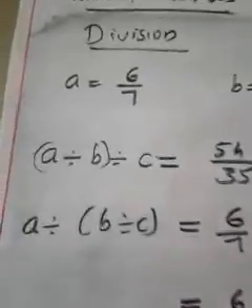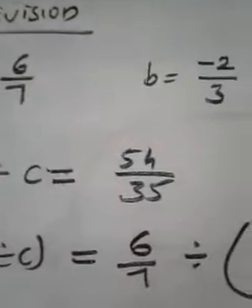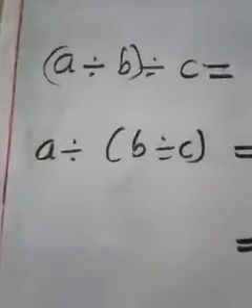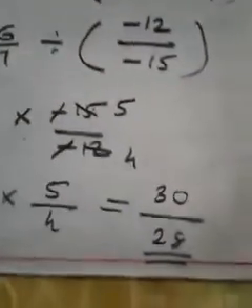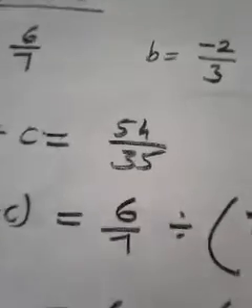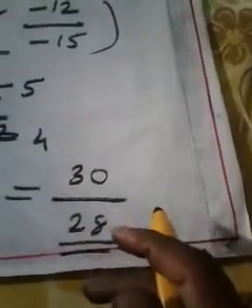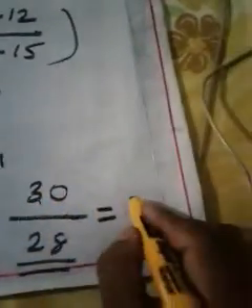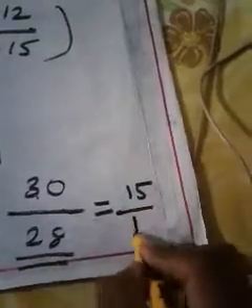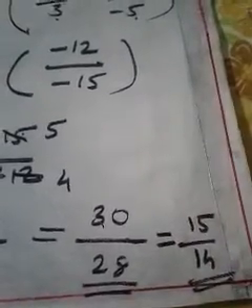So you may have understood, when we simplified (a ÷ b) ÷ c, we got 54/35. When we simplified a ÷ (b ÷ c), we got 30/28. Can you say 54/35 and 30/28 are equal? See, 30/28 we can reduce. We can reduce it by 2. In 30, how many 2's are there? 15. In 28, 14. Now it is 15/14. It is the correct answer. 30/28 we can reduce by 2, and it becomes 15/14.